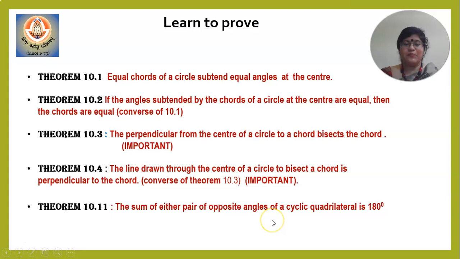Now, these are the 5 important theorems, out of which these 4 have already been done, and 10.3 and 10.4 are important. Now, 10.11. You need to know how to prove this also. The sum of either pair of opposite angles of a cyclic quadrilateral is 180 degree. The proof of this is not there in the textbook, but I have proved it for you all, and I want you to make a note of it and write it down in your notebook. Okay, but before we begin with this proof, let us look into the things that you need to know in order to prove this theorem.